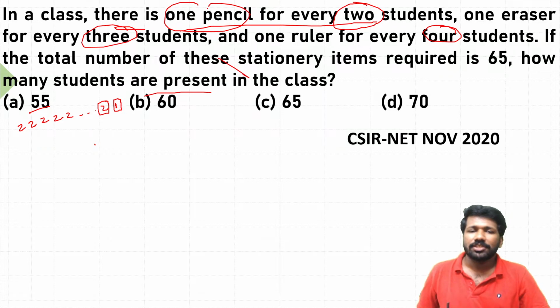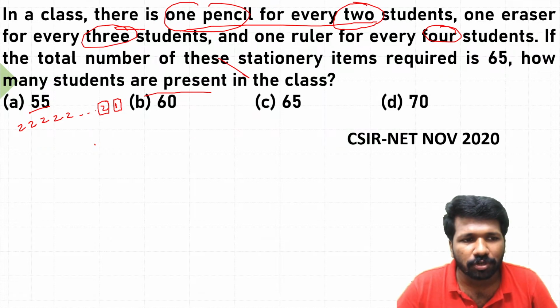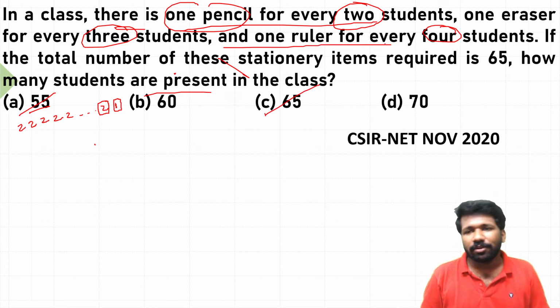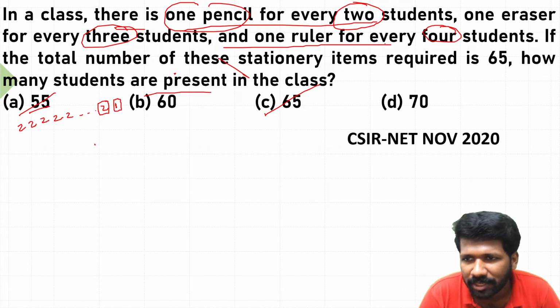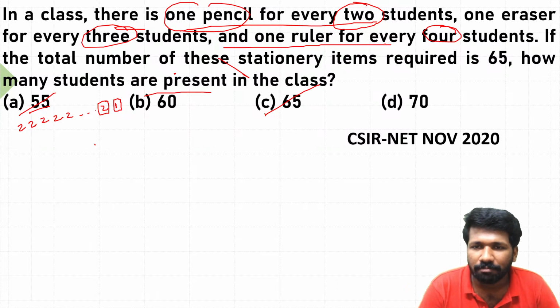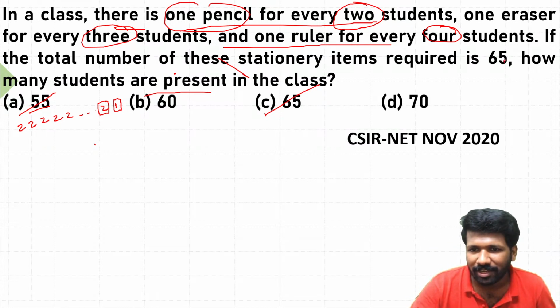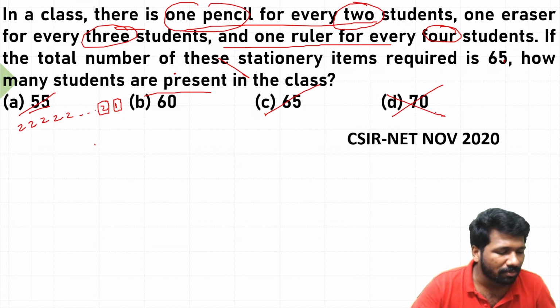That is the rule mentioned. So definitely the number should be a multiple of 2. That is why these 2 options are eliminated. Same way, the ruler can be divided only if the number is a multiple of 4. If the total number of students in the class is not a multiple of 4, you cannot divide the ruler. So definitely 70 can be eliminated because 70 is not a multiple of 4.